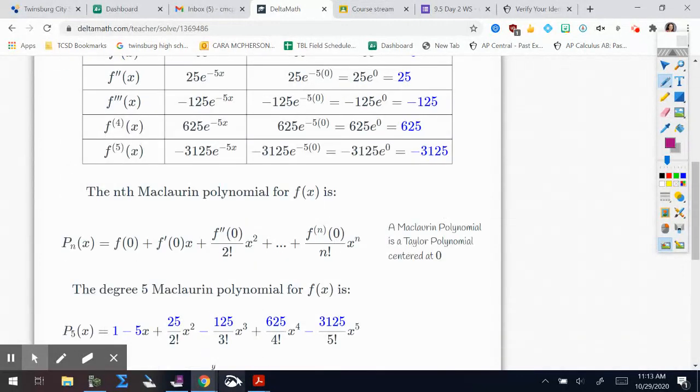So that gives you an overview of Taylor polynomials. I wish I could say they were super exciting, but I think Delta Math makes them so much easier to actually put together and build. You won't build a lot of these because they can be very time consuming.